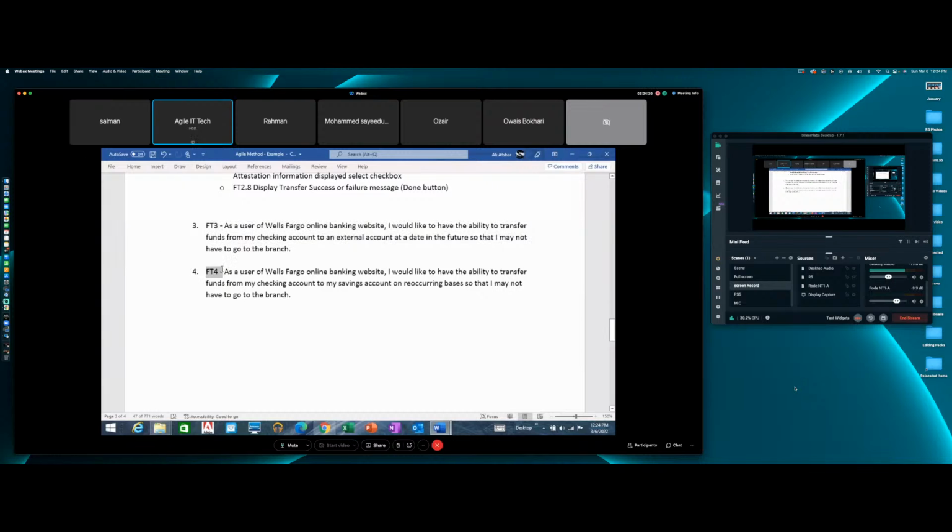Next one, which is FT4. As a user of Wells Fargo online banking website, I would like to have the ability to transfer funds, checking account to a savings account on a reoccurring basis. So this is a reoccurring transaction. Here we have to worry about things such as frequency, start date, end date, amount. How many of you have used Outlook to set up a reoccurring meeting? This interface will be very similar to that.